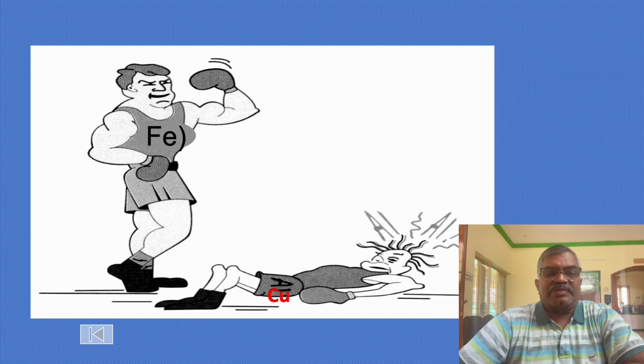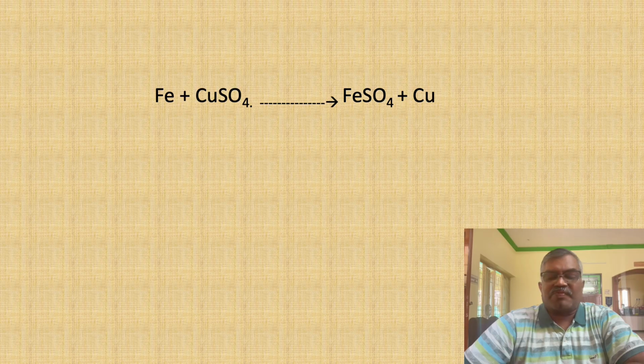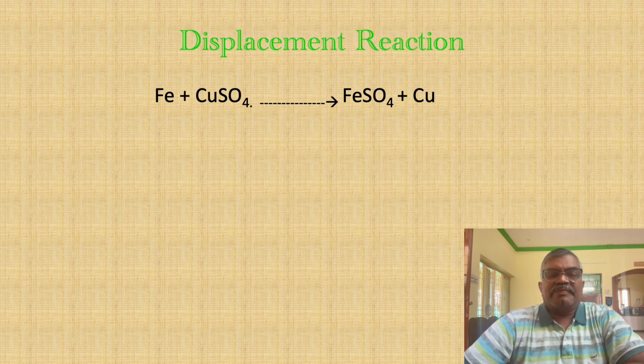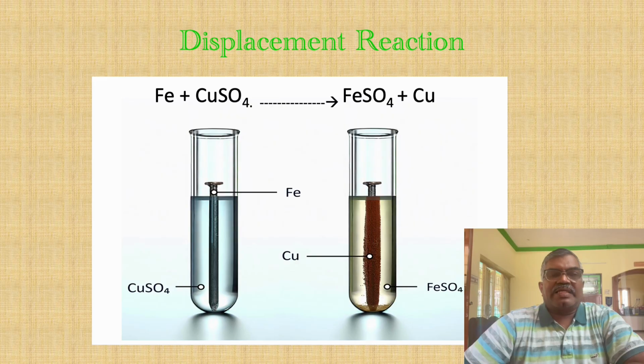Iron is more reactive than copper. So, iron can easily displace copper from copper sulfate solution. So this is a very good example to explain displacement reaction. This is a very simple experiment that easily explains displacement reaction.